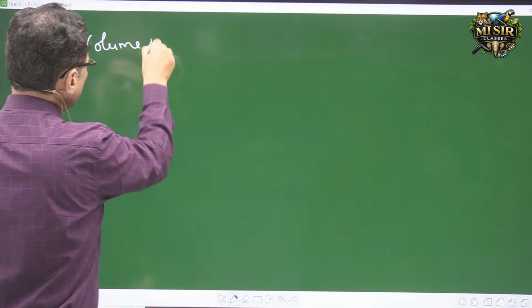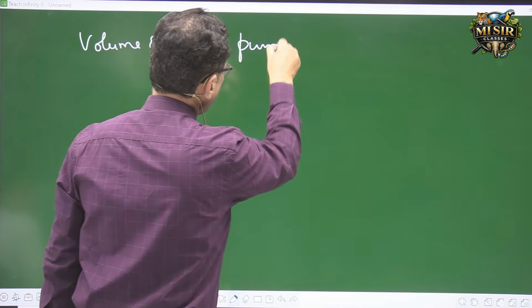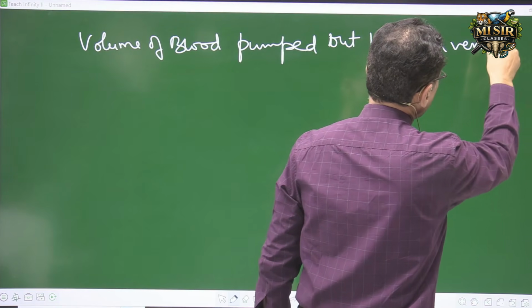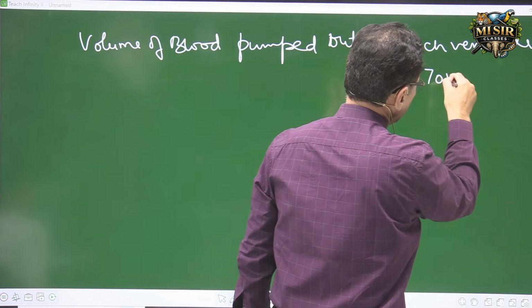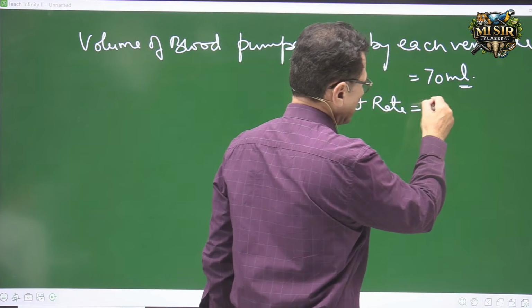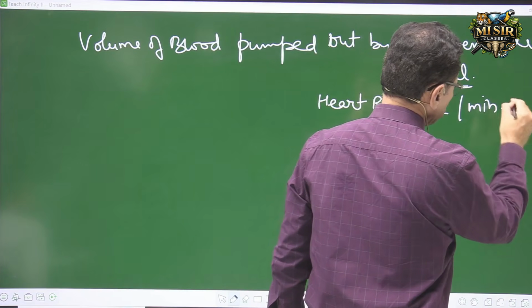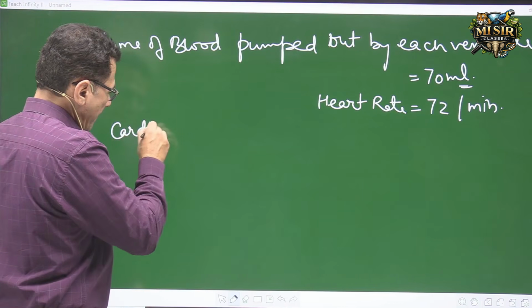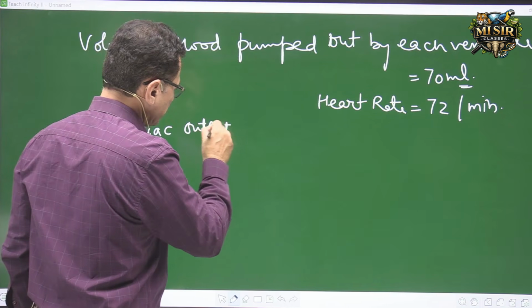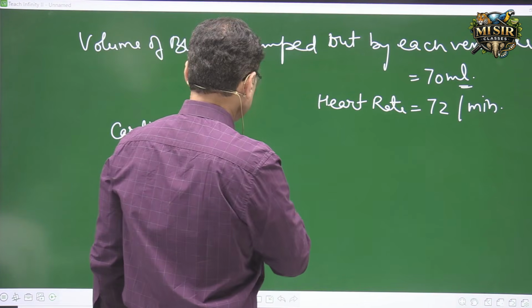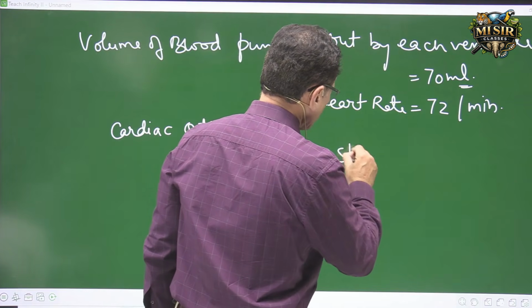The volume of blood pumped out by each ventricle is around 70 ml. We know that heart rate is 72 times per minute. Now both these data can be used to calculate cardiac output. Short form is CO, cardiac output. It is heart rate multiplied by stroke volume.